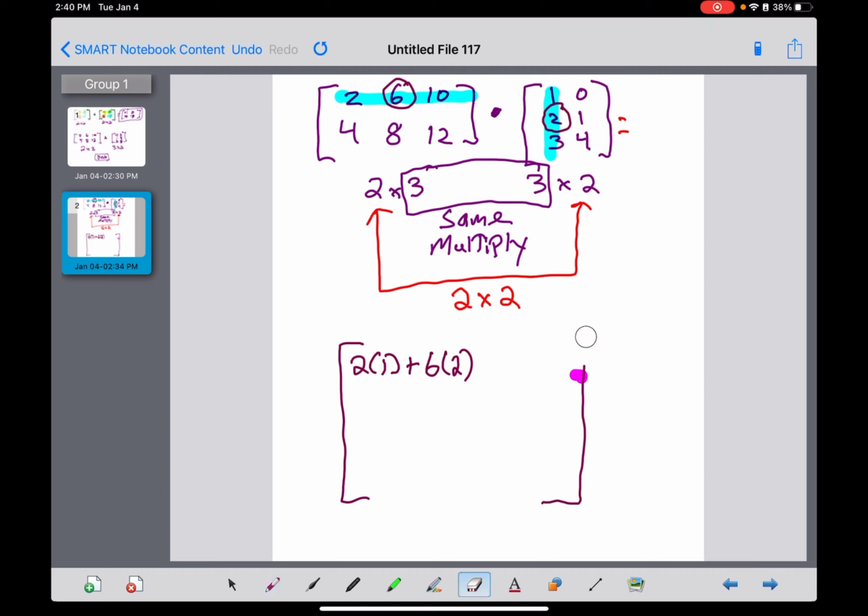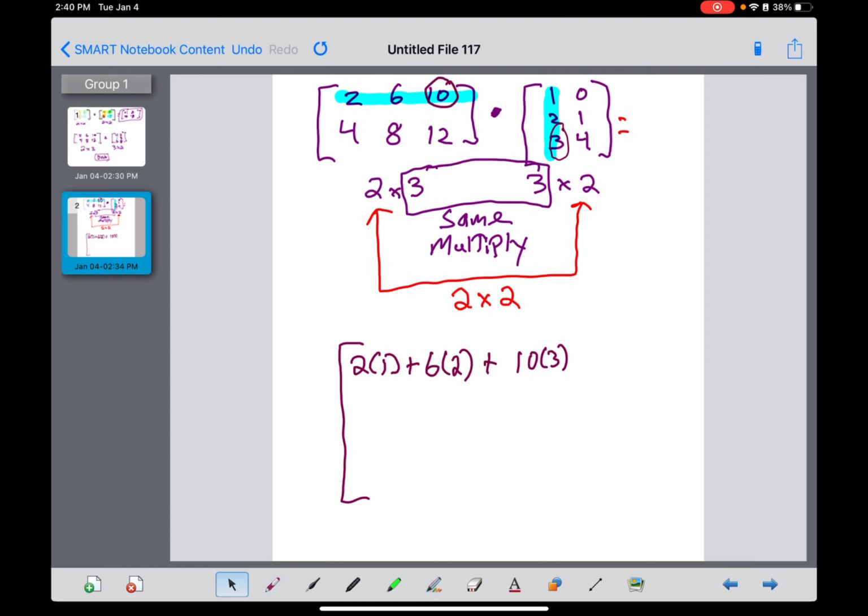As you can see, I knew I would run out of room. Plus, now I'm going to take the third element in each of those and multiply them together: 10 times 3. That's going to give me the answer for the first row, first column, and we'll put that all together here in just a second.